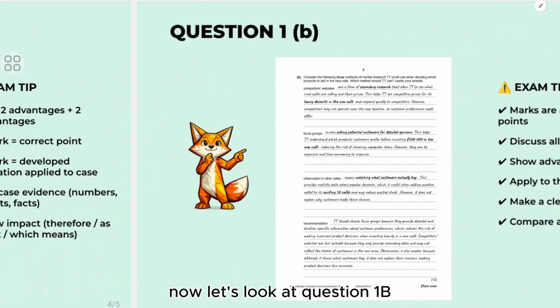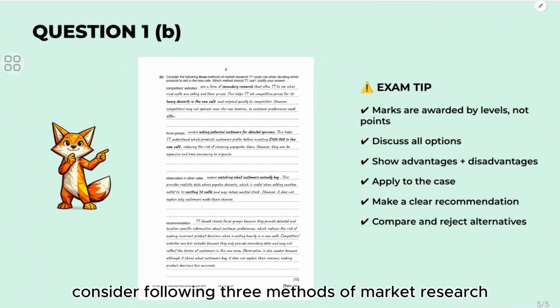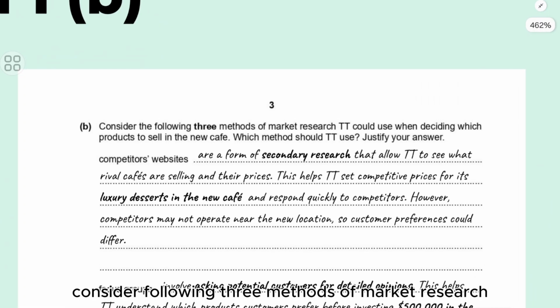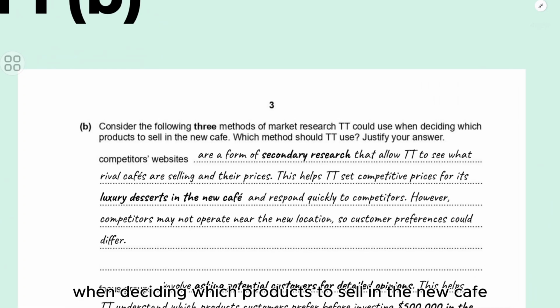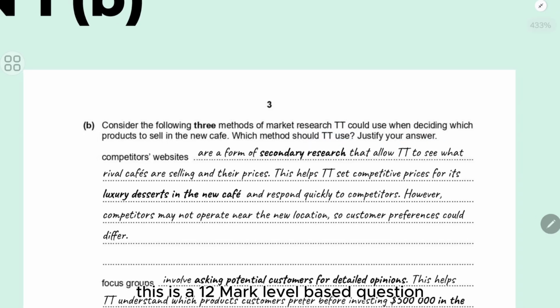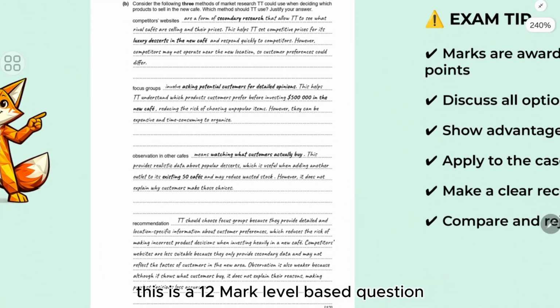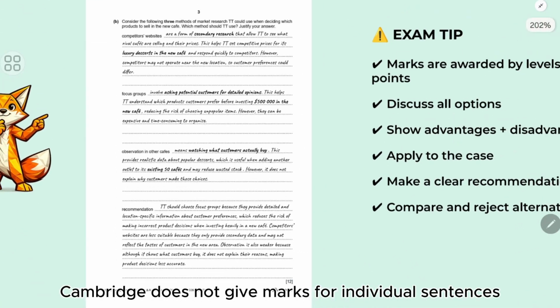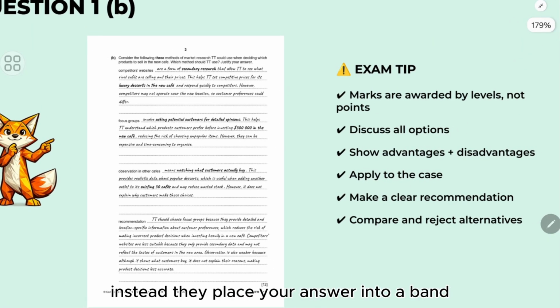Now let's look at question 1B. Consider the following 3 methods of market research TT could use when deciding which products to sell in the new cafe. Which method should TT use? Justify your answer. This is a 12-mark level-based question. Cambridge does not give marks for individual sentences. Instead, they place your answer into a band.